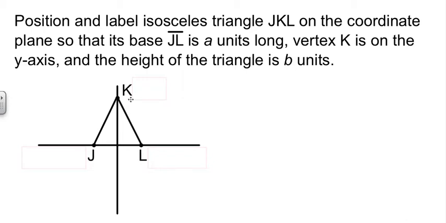And the height of the triangle is B units. Well, the height of the triangle would be from 0, since I put it on the x-axis, from 0 up to K. That would be the height. Well, if this distance is B units, then the coordinates of this point would be 0, B, whatever B happens to be. If they tell me they want a distance of 3, then 0, 3 would be the coordinates for the height point.